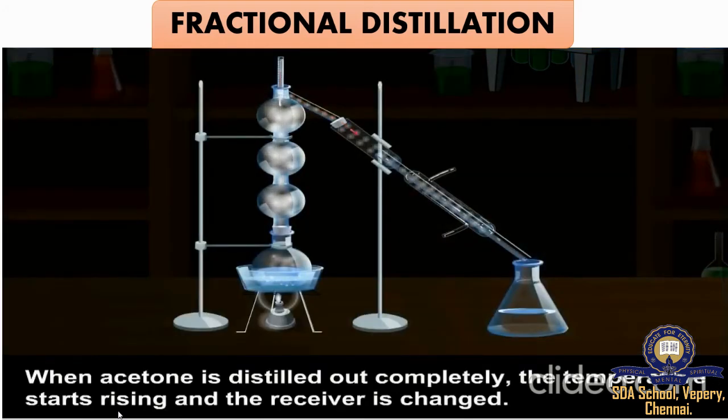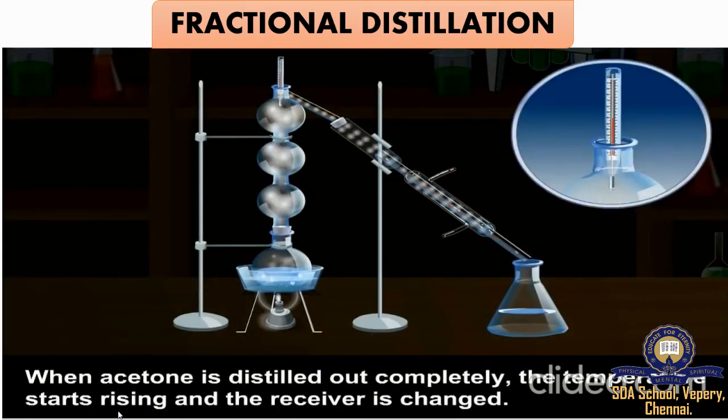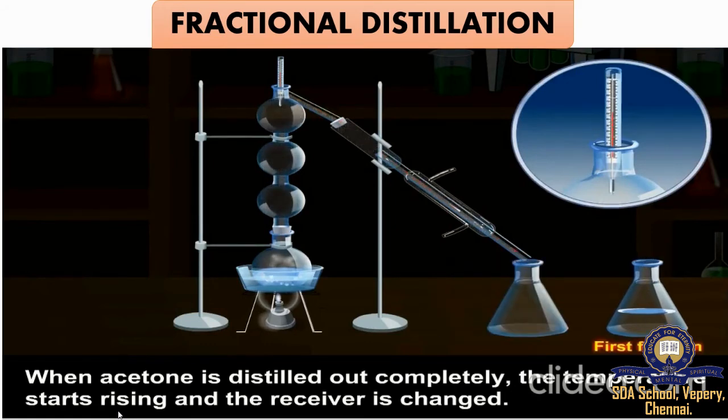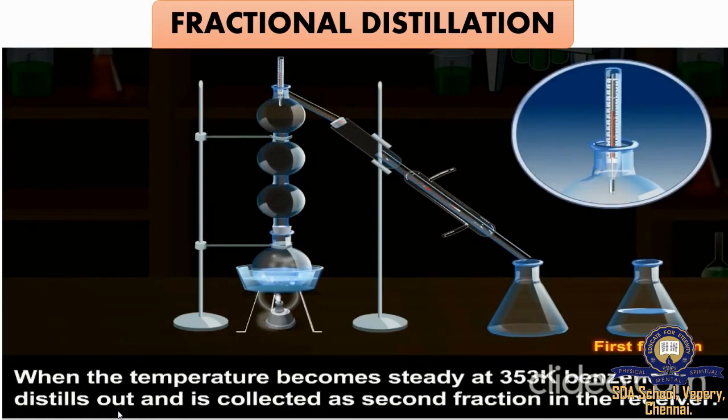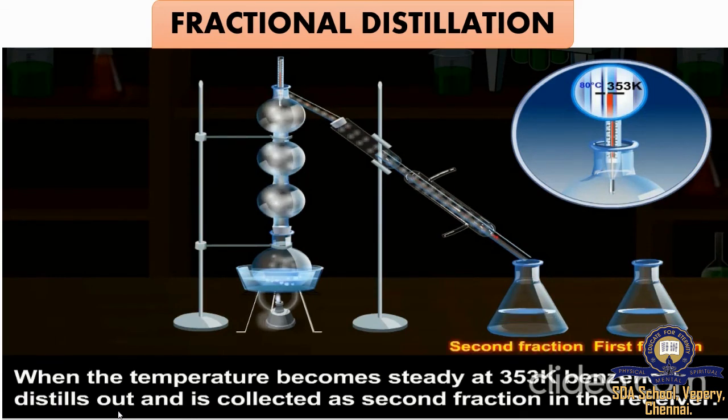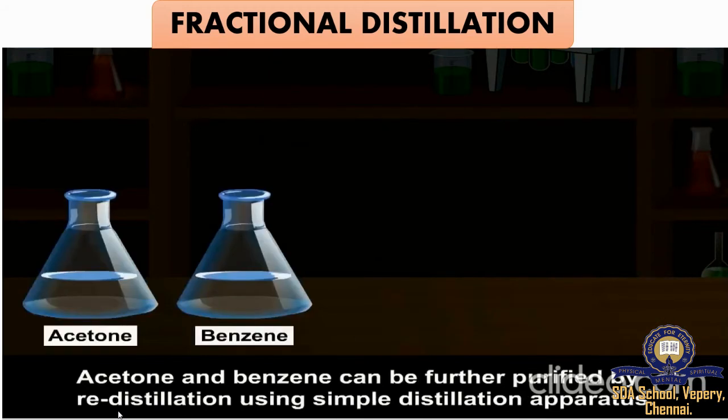When acetone is distilled out completely, the temperature starts rising, and the receiver is changed. When the temperature becomes steady at 353 Kelvin, benzene distills out and is collected as second fraction in the receiver. Acetone and benzene can be further purified by redistillation. Yes. So thus we separated the two miscible liquids, acetone and benzene, and solved the problem of the scientist Gerald. Good, we have solved everyone's problem.